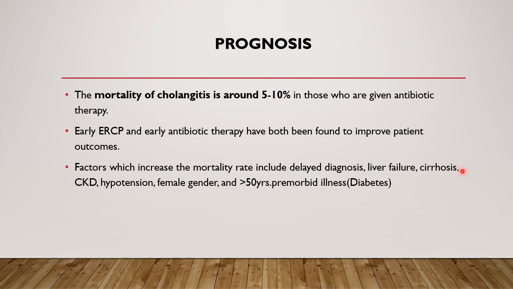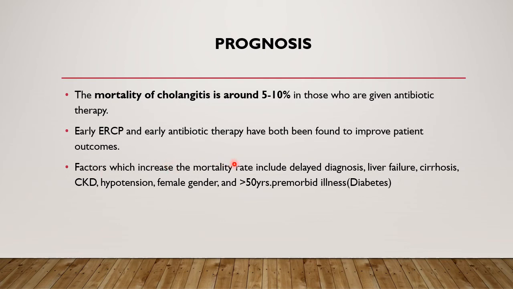What's the prognosis of cholangitis? The mortality of cholangitis is around 5 to 10%, which is a significant figure. And this is so even in those patients who we have given adequate antibiotic therapy, but the therapy was started late. Early ERCP and early antibiotic therapy have both been found to improve the patient outcome, the prognosis.